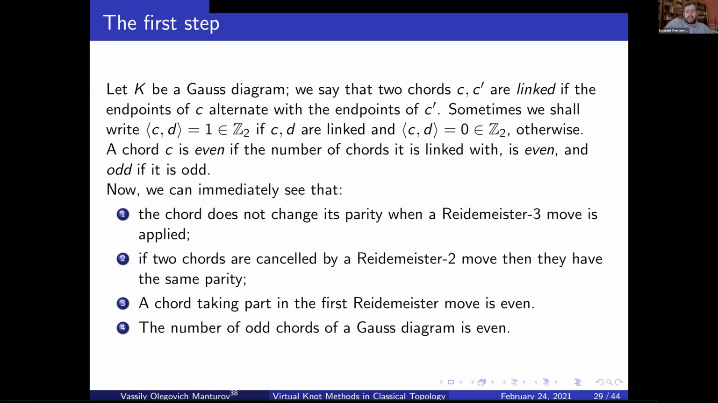And if we look at such a diagram, then we see, okay, if we want to do a Reidemeister 3 move, then the chord doesn't change its parity. What does it mean? It means that it toggles two adjacently with two chords, so we switch the parity twice. So if something is canceled by Reidemeister 2, then these two things have the same parity. And actually, for Reidemeister 1, we have only even things.